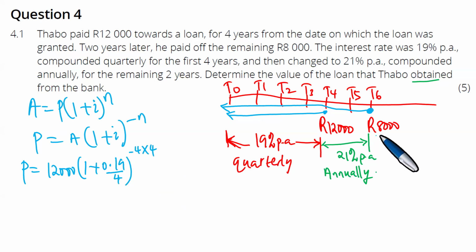And then now we're going to take the 8,000 also. So the 8,000.